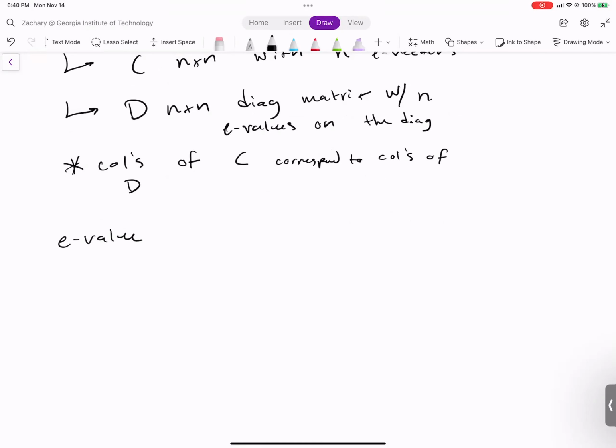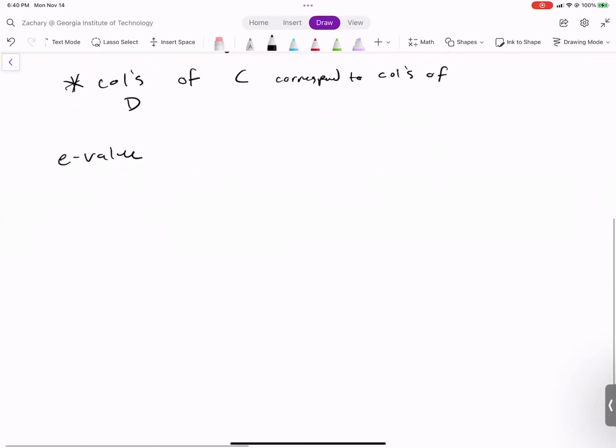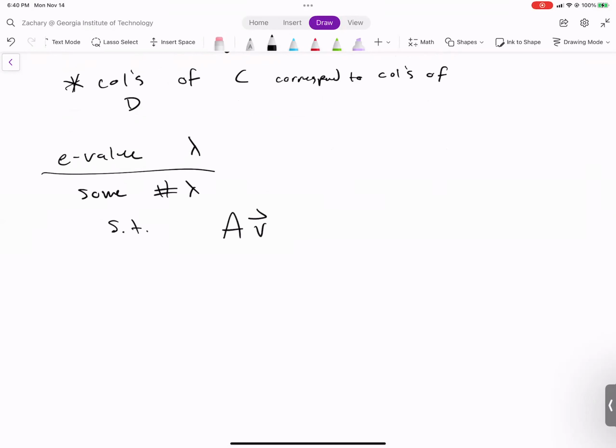Exactly. Not necessarily a real number. It could be complex, right? So an eigenvalue, which we just denote as lambda, what we define it as is some number that we call lambda, such that A times some vector is equal to just lambda times that vector.